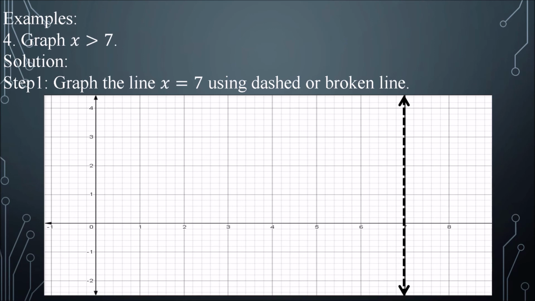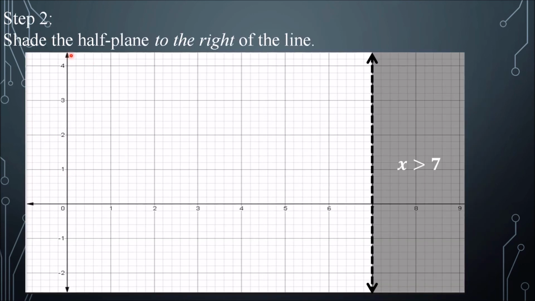Let's have the last example. Graph x is greater than 7. First, graph the line x is equal to 7 using a dashed or broken line. Why? Because there's no equality sign here. Just greater than. And then after that, shade the half plane to the right. Why to the right? Because we use greater than.